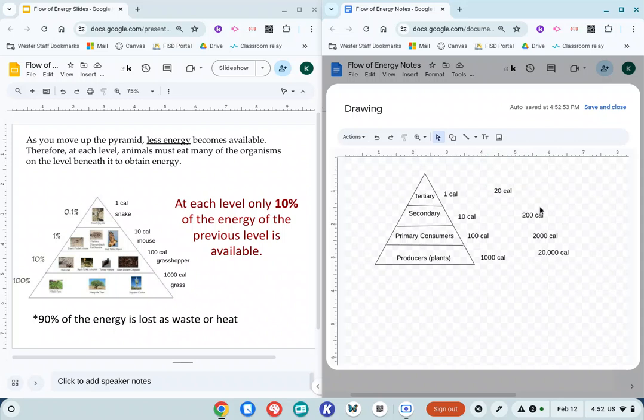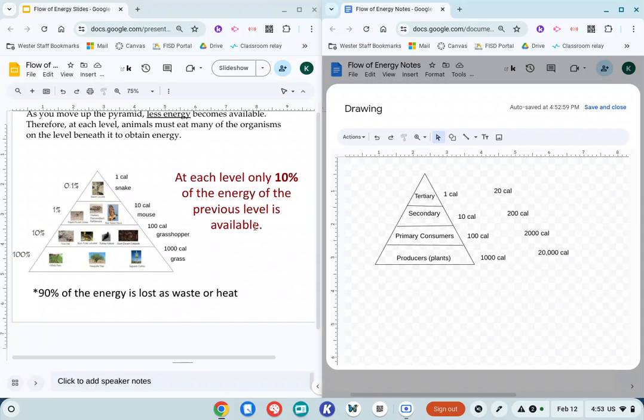So all you got to do is memorize that when you are moving your way up, you just have to delete a 0 from the end. And when you are moving your way down, you just add a 0 to the end. Pretty simple and pretty easy math. All this is showing is that as we move our way up, there's less energy available at the top.